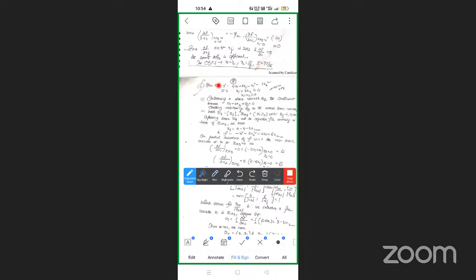Maximize z = f = 4x1 + 6x2 - x1^2 - 3x2^2, subject to the constraints x1 + 2x2 <= 4, and the non-negativity constraints x1, x2 >= 0.